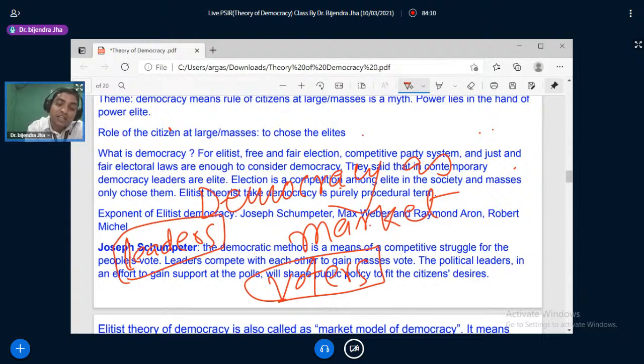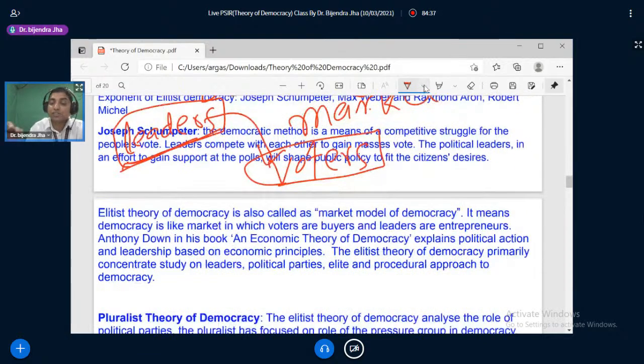So they are the political entrepreneurs, they invest on voters. जो लीडर्स है वो इन्वेस्ट करता है किसके ऊपर? वोटर्स के ऊपर, राइट. इसीलिए उनको पॉलिटिकल इंटरप्रीनर्स बोलते हैं, उनको राजनीतिक व्यवसायी बोलते हैं, है ना, क्यों? राजनीतिक रूप से वो व्यवसाय करते हैं, right? And that's why it is called the market model. So elitist theory of democracy is also called the market model of democracy. It means democracy is like a market, right, in which voters are buyers and leaders are entrepreneurs, right?